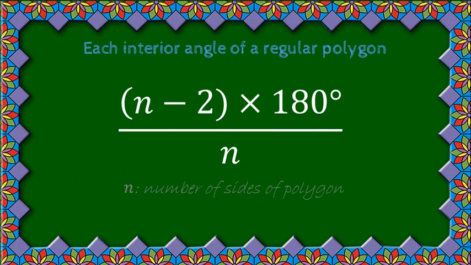And then we also have this formula, which gives us the value of each interior angle of a regular polygon. So once again, if our polygon has a certain number of sides represented by n, we can simply substitute in the value, and that would give us the size of each of the angles of a regular polygon.